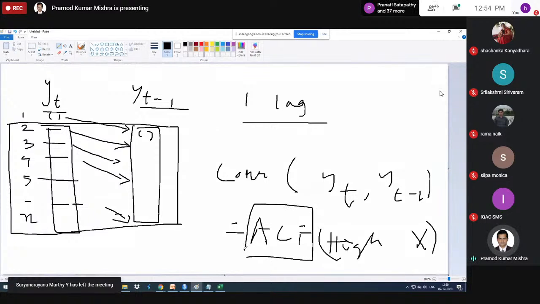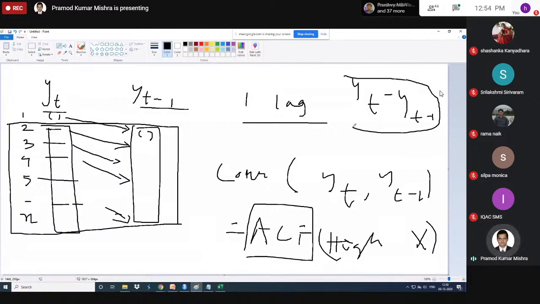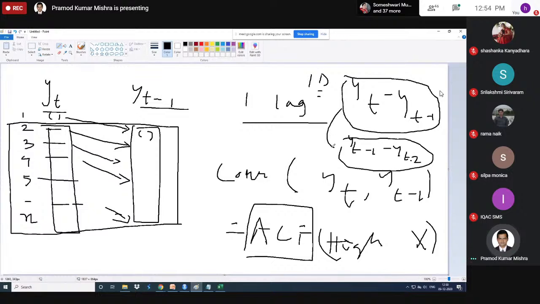How can you control it? Controlling this is very easy. If you subtract the yt minus 1 series from the yt series, you get the first differencing. This gives you one result. Similarly, you can take yt minus 1 minus yt minus 2, which gives you another result. If you subtract these two, it becomes the second order differencing. Like this you can proceed: first order differencing, second order differencing.